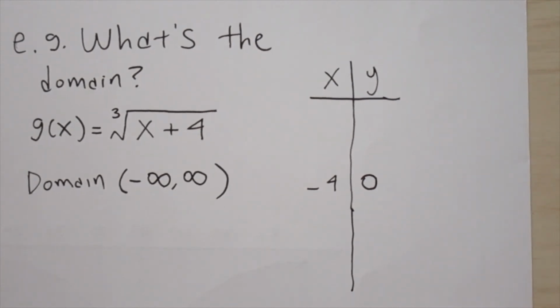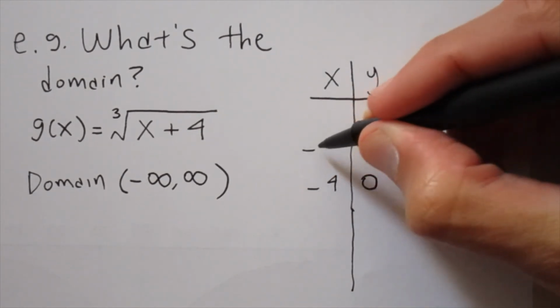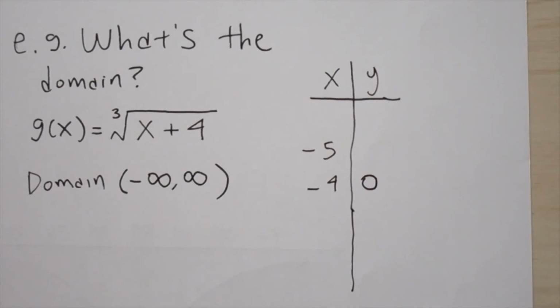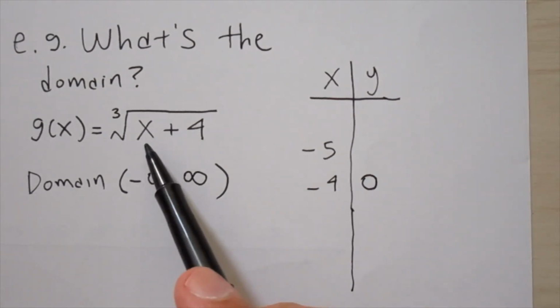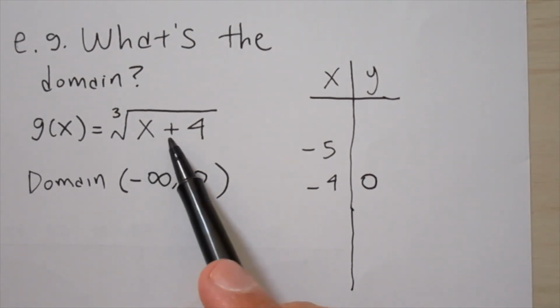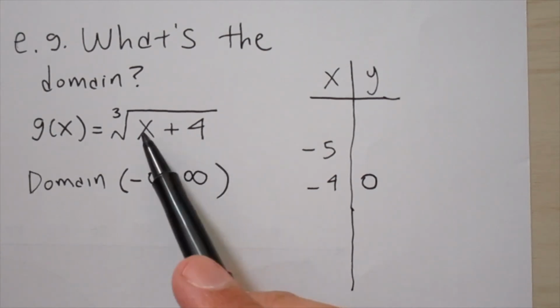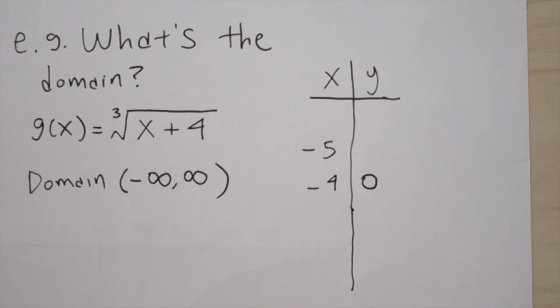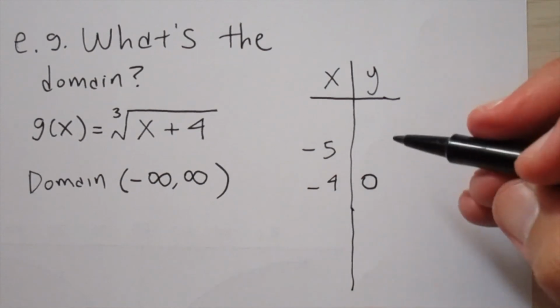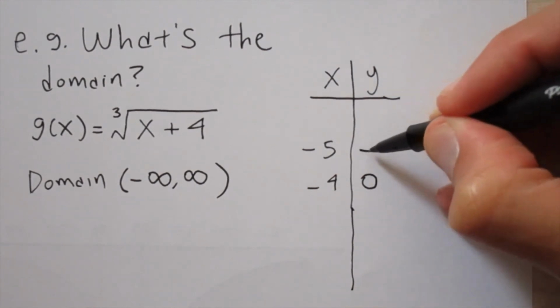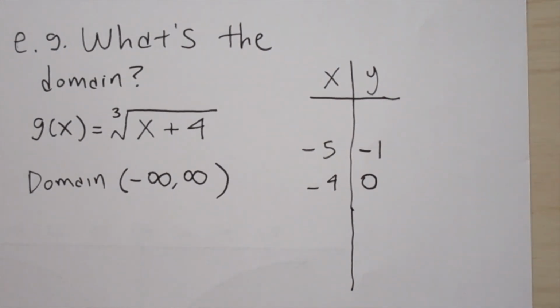Now let me stick in, for example, negative 5. So if x is negative 5, negative 5 plus 4 is negative 1. What's the cube root of negative 1? Still negative 1, so this will be negative 1. Do you know how I'm doing this?